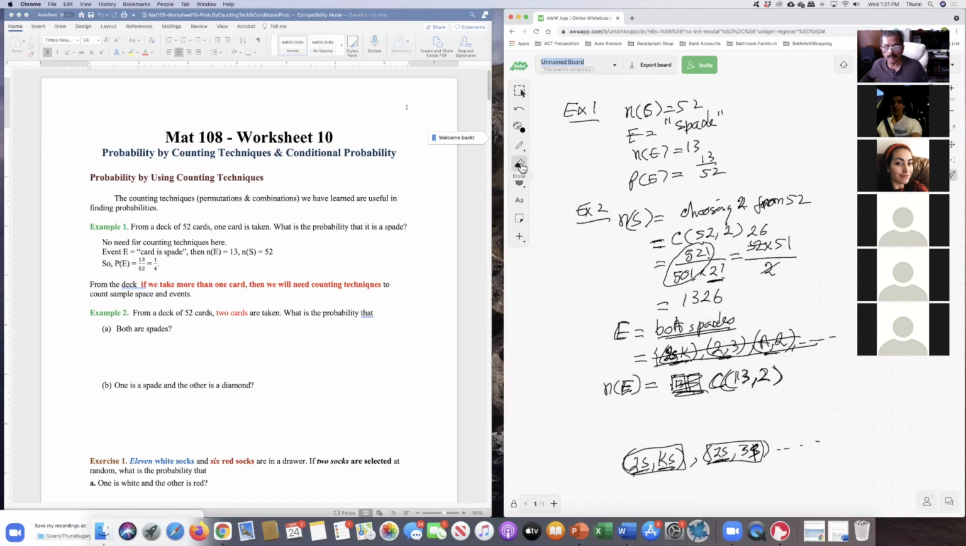Would you need it still in the combination form, or would you need it in the actual number? Number. We need to find the number. Well, I think I found it, and it says 78. Okay.